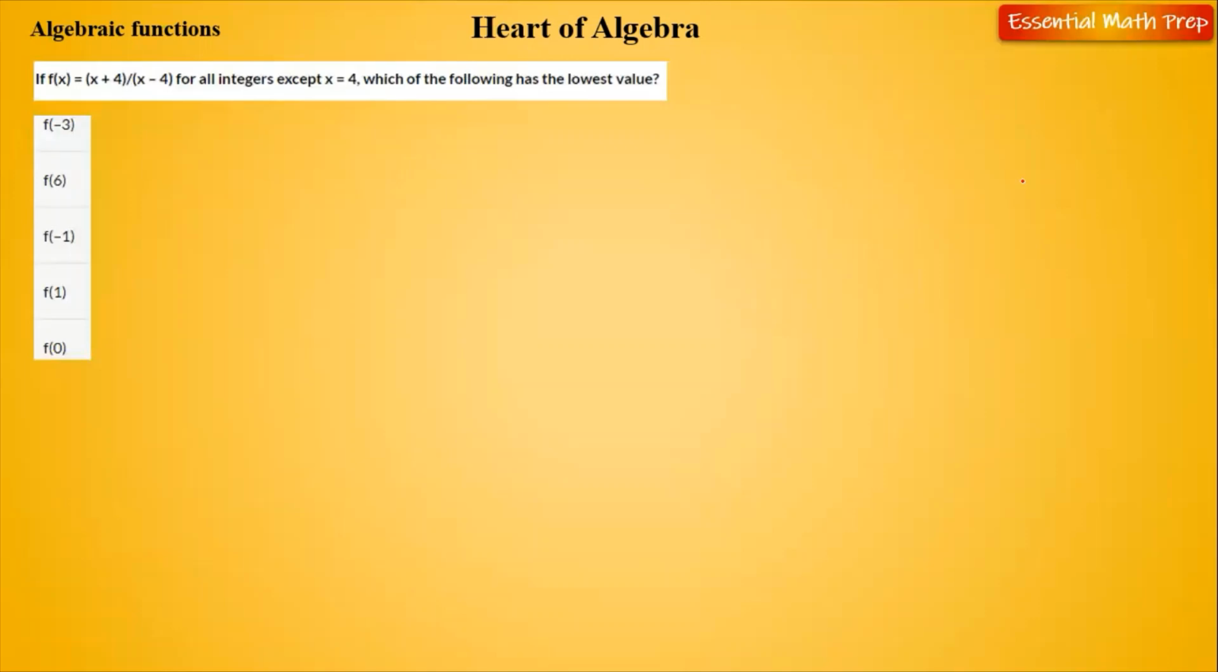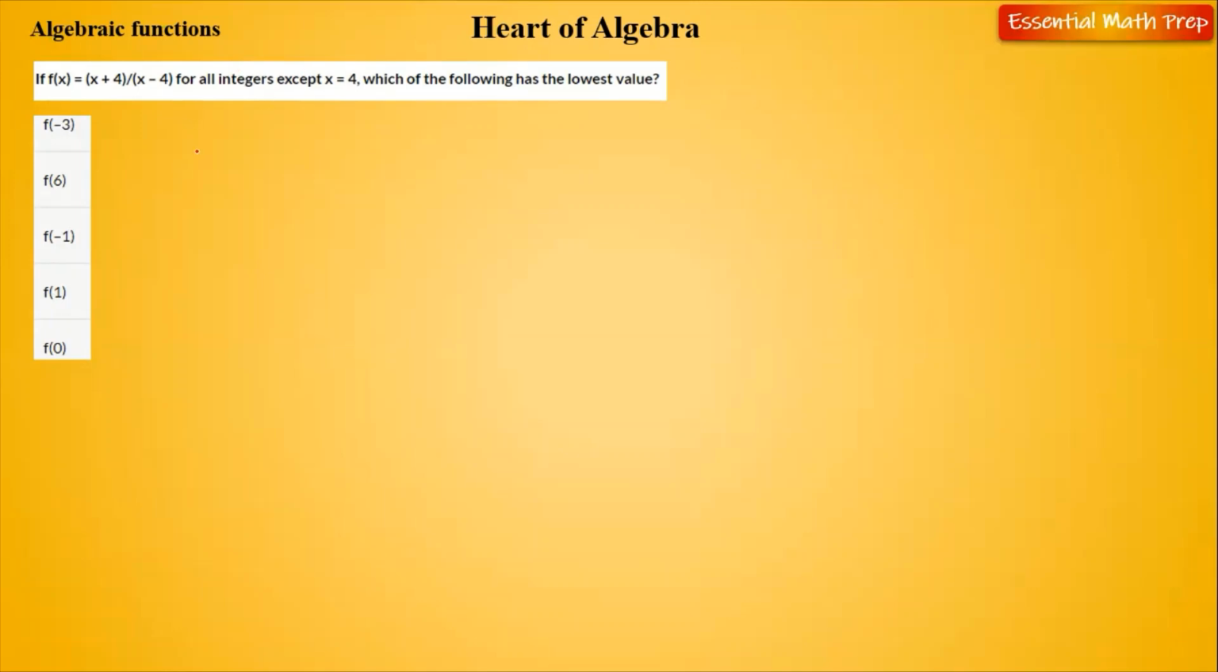All right, so if f of x equals x plus 4 over x minus 4 for all integers except x equals 4, which of the following has the lowest value? Just like I did previously with the problem asking which of the following will not result, you can take that sort of approach here, because you have an expression, and you're asked to figure out which of the following has the lowest value. All you have to do is substitute each one into the expression and determine which one will give you the lowest value possible. That means that substituent is the answer.